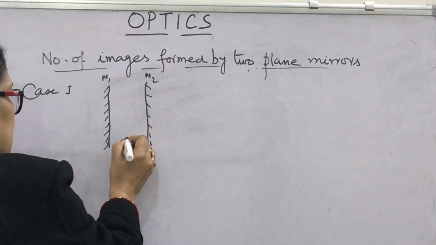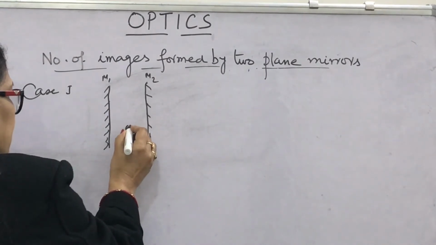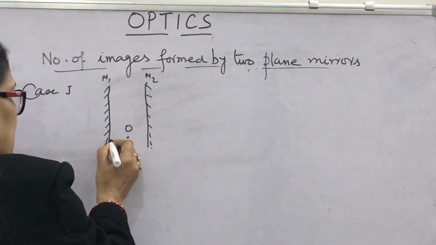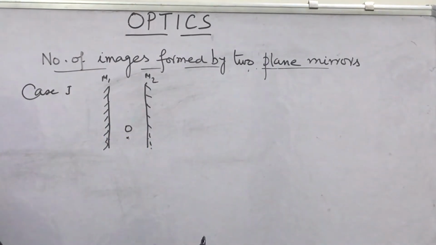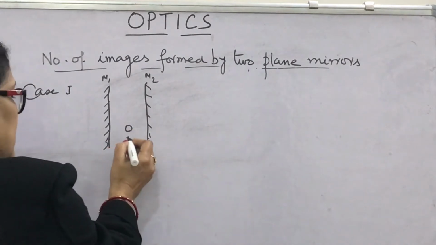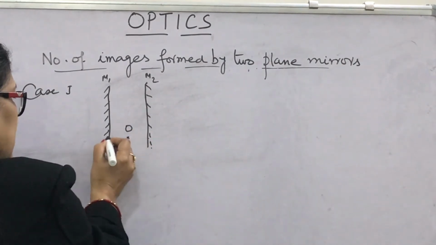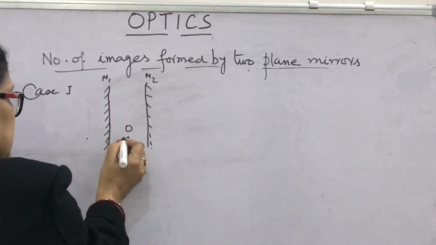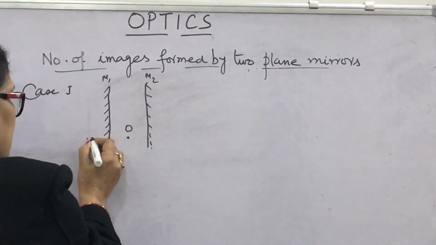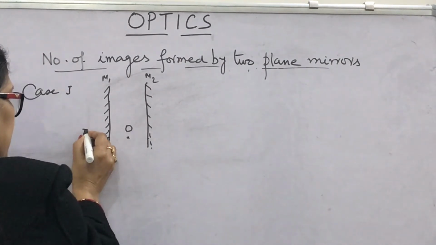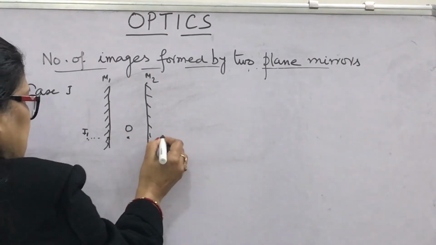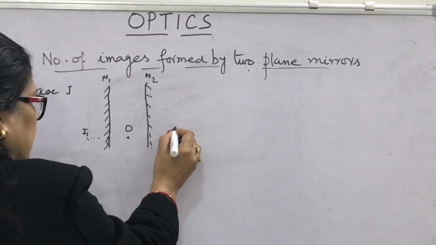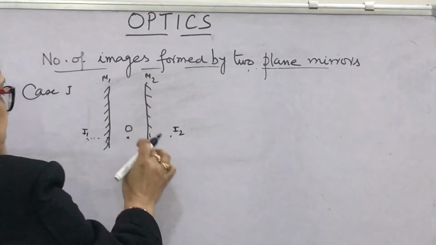If the object is placed, suppose at the point O, at equal distance from these two mirrors, exactly in the middle. You know, in the last video we have seen that object distance is equal to image distance. So by M1 the first image I1 will be formed at this point at the same distance. Here also at the same distance you mark the image I2 formed by M2.